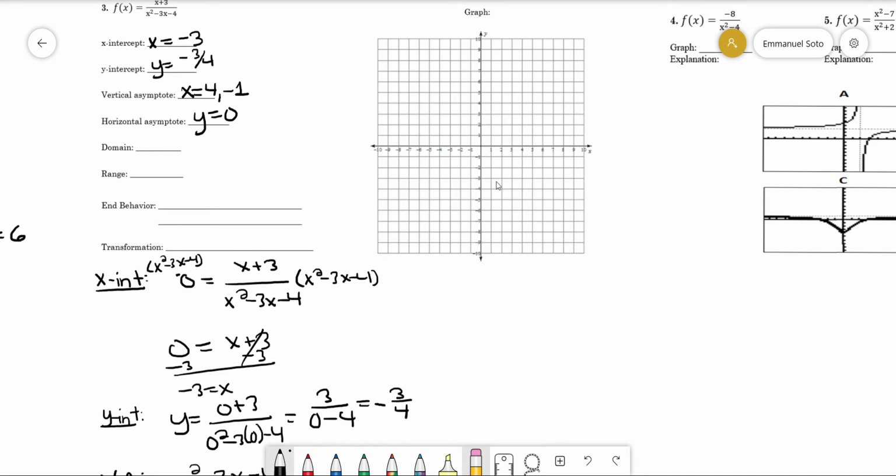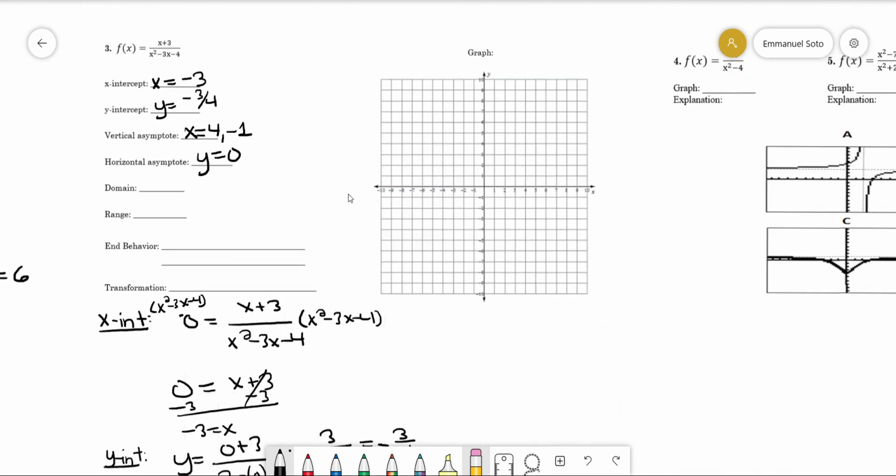Alright, now let's do our domain. So domain is where x is equal to or not equal to. So in this case, x cannot equal any of the vertical asymptotes, so 4 and negative 1. Now for the range, you need to determine whether the graph can actually cross. So if you put y cannot equal to 0 and then you find that it crosses, then go ahead and change that. However, in order to determine if it actually crosses the horizontal asymptote, because remember the rule.